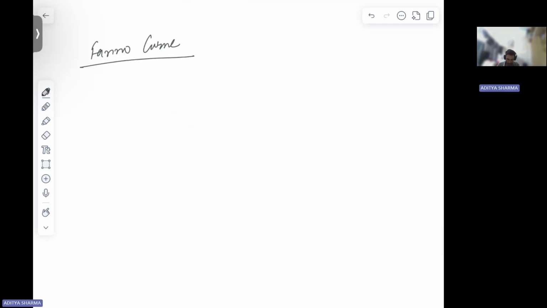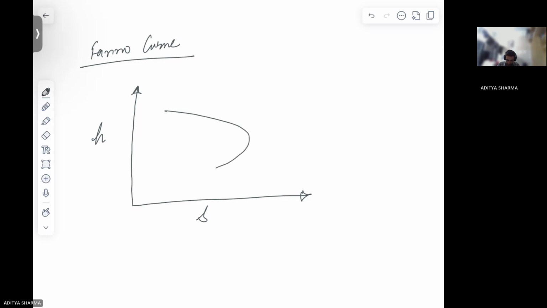So Fano curve corresponds to frictional effects. Again, it's a Mollier diagram between enthalpy and entropy. So this is there. So this is your sonic state. Let's call this A again.